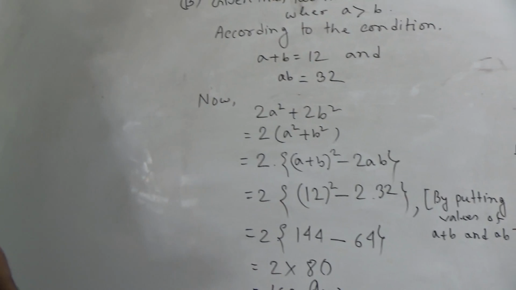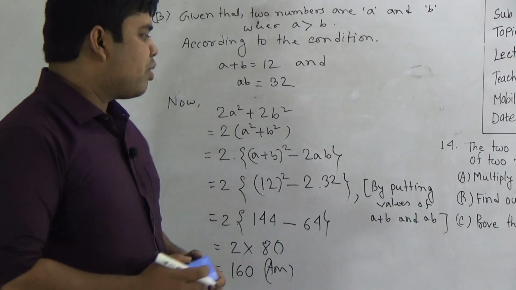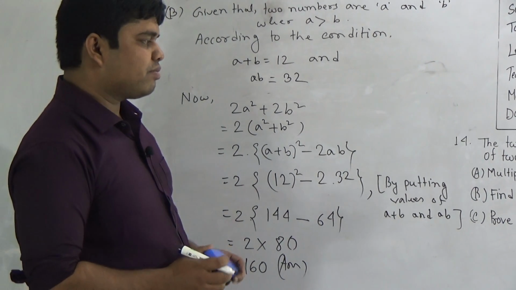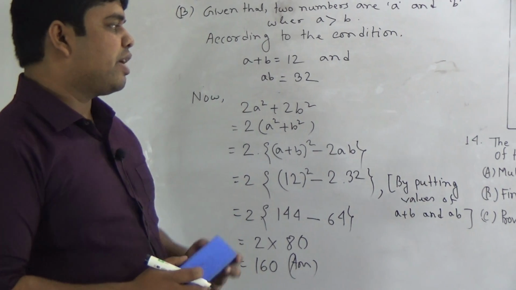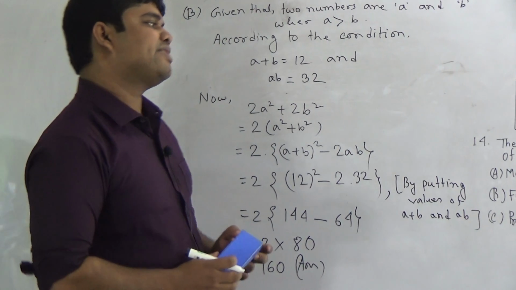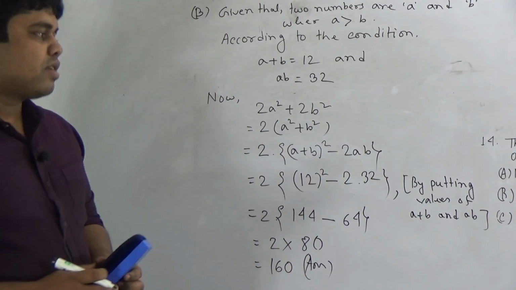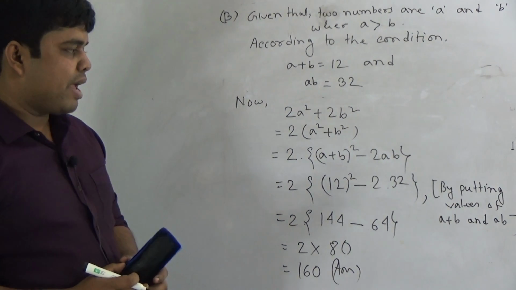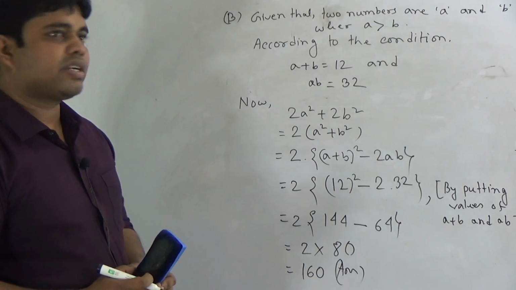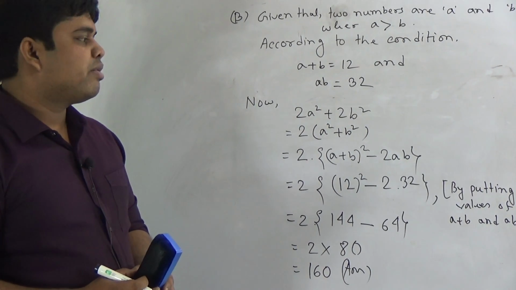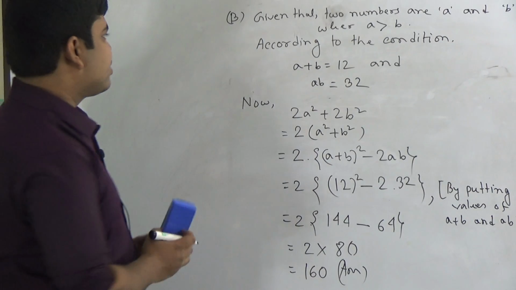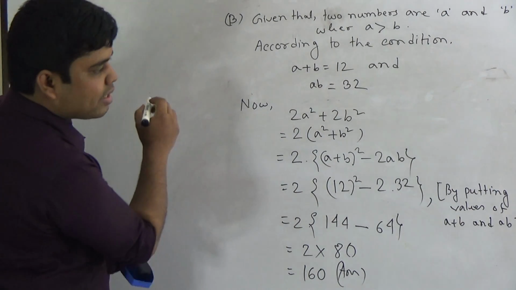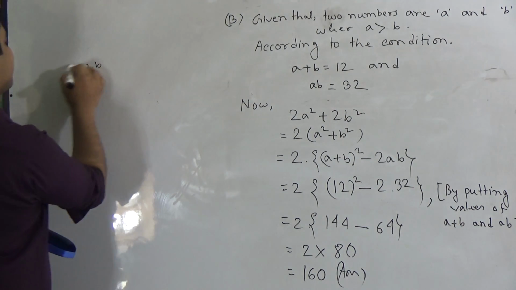Now my dear student, we shall solve question number C. Here we need to prove (a + 2b)² − 5b² = 176. That means we solve the left hand side of this question, and if we can make 176 after solving, then our proof is done.